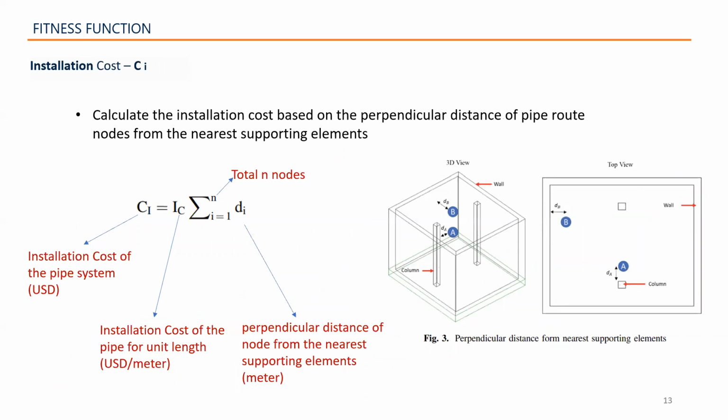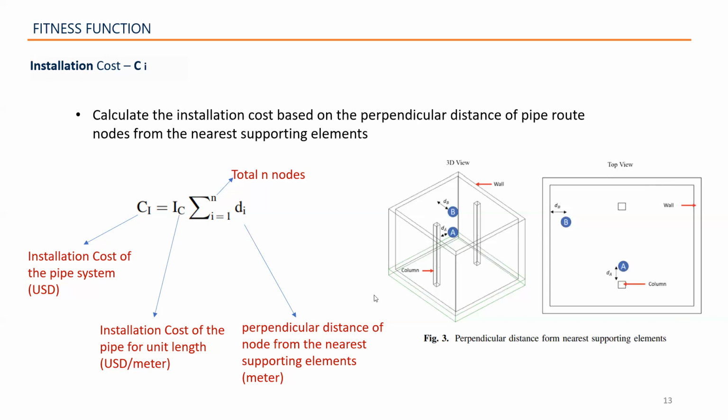Installation cost, CI. Calculate the installation cost depending on the location of the PEP system route. Generally, the shorter the distance between the PEP system and a supporting component to hold it, the less the installation cost. The total installation cost of the PEP system is evaluated as per the perpendicular distance of PEP route nodes from the nearest supporting elements, like the walls, columns, or beams.